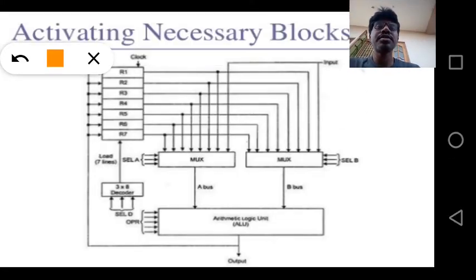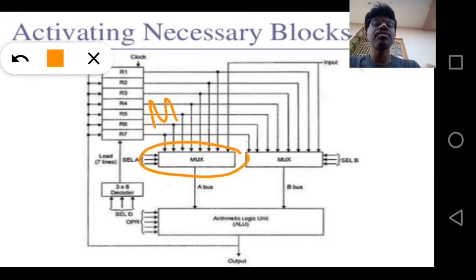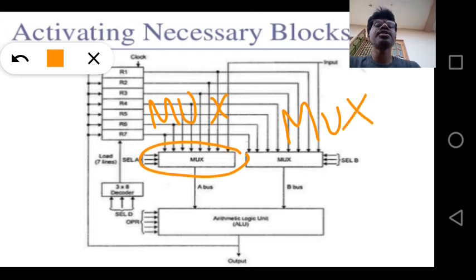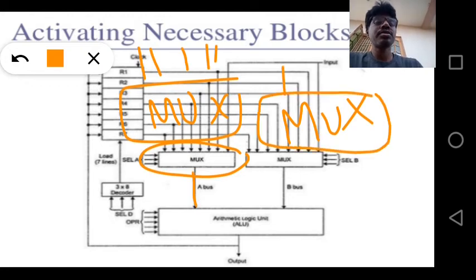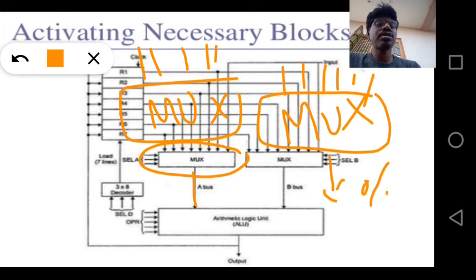Next, we have two multiplexers, MUX. MUX stands for multiplexer. The specialty of this multiplexer is that it takes multiple inputs and gives a single output. It has multiple inputs and a single output. Any one of the inputs is selected, which is why it is called a multiplexer.